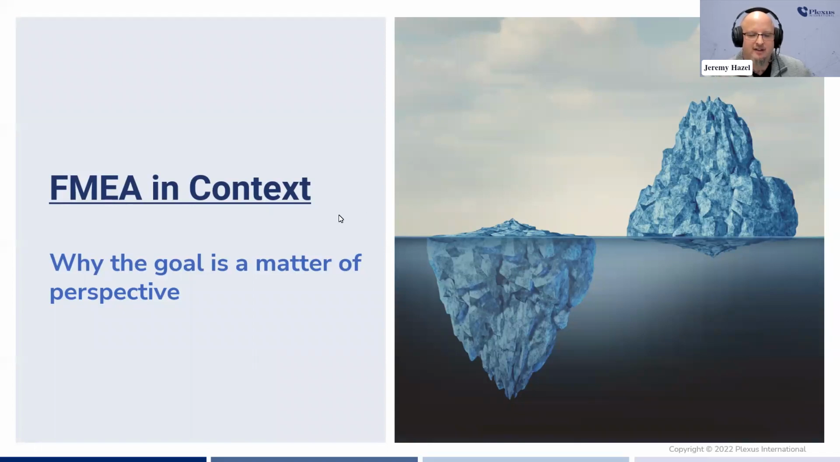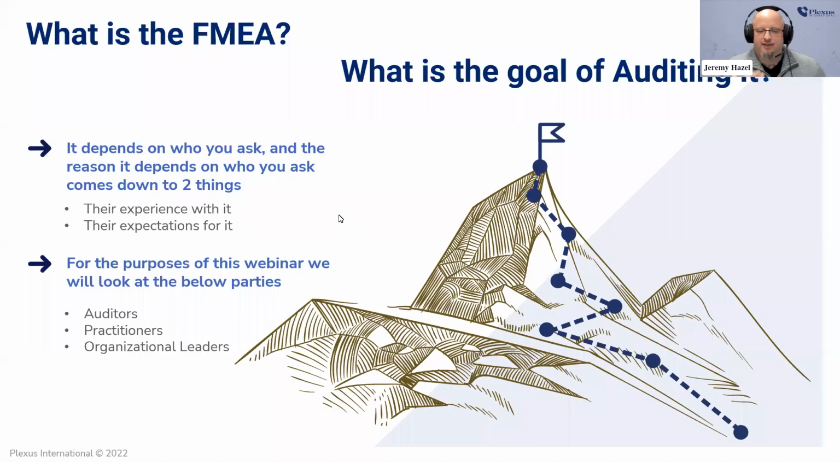So when you think about the FMEA, the question that I bring to the table for those out there in webinar world is, what is the goal of auditing it? So you think about it, on Tuesday, you get asked to do an audit of the DFMEA or the PFMEA. The very first question you should ask is, what is the goal I am trying to achieve?